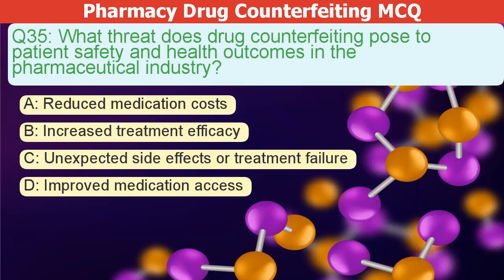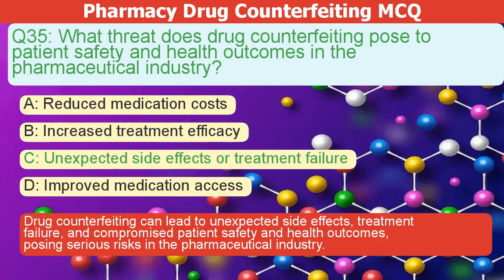What threat does drug counterfeiting pose to patient safety and health outcomes in the pharmaceutical industry? A. Reduced medication costs. B. Increased treatment efficacy. C. Unexpected side effects or treatment failure. D. Improved medication access. The correct answer is C. Drug counterfeiting can lead to unexpected side effects, treatment failure, and compromised patient safety and health outcomes, posing serious risks in the pharmaceutical industry.